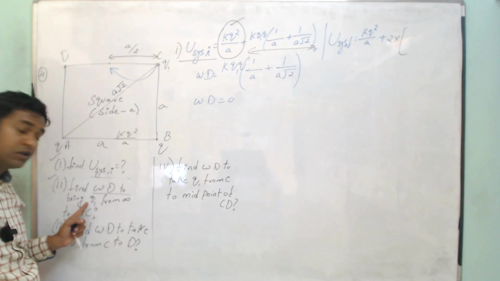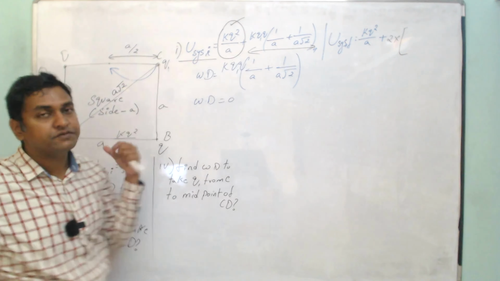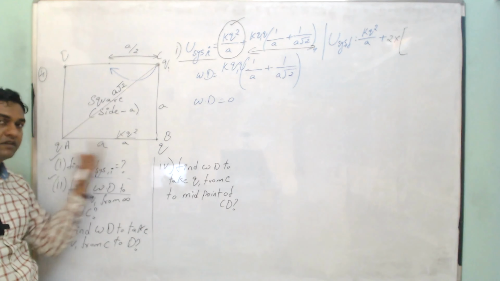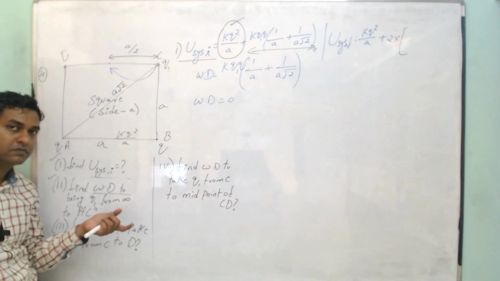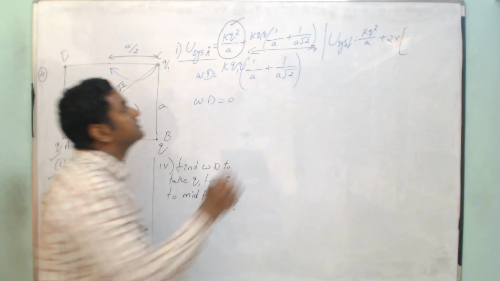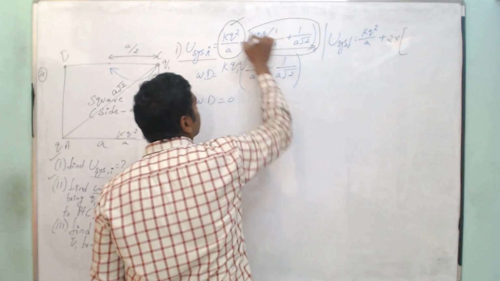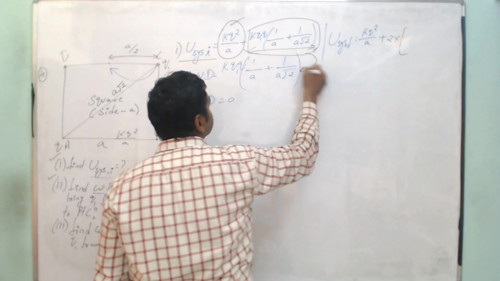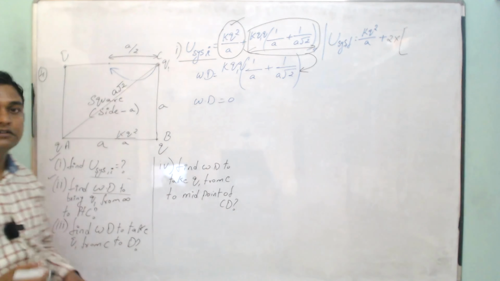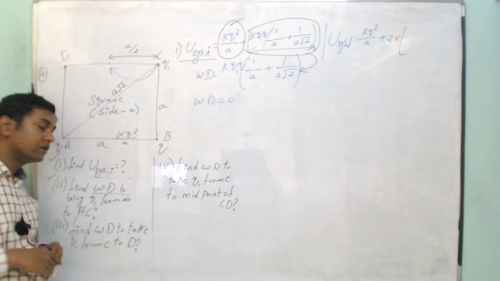Work done to bring Q1. What does it have to do with the potential energy between A and B? They will anyway be the same. It should be between AC and BC. That's why this term came into the picture, right? Yes, sir. This is my second. Clear? Yes, sir.